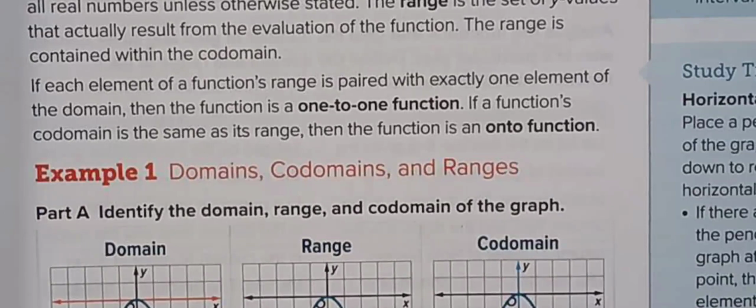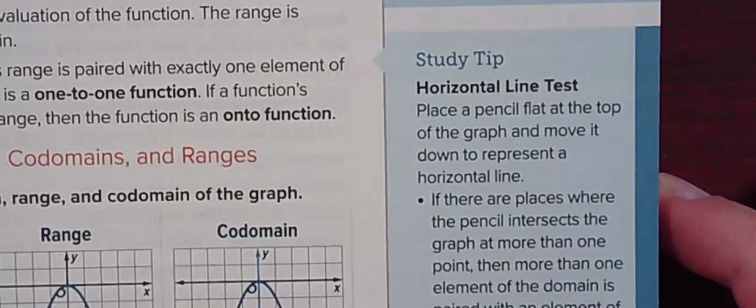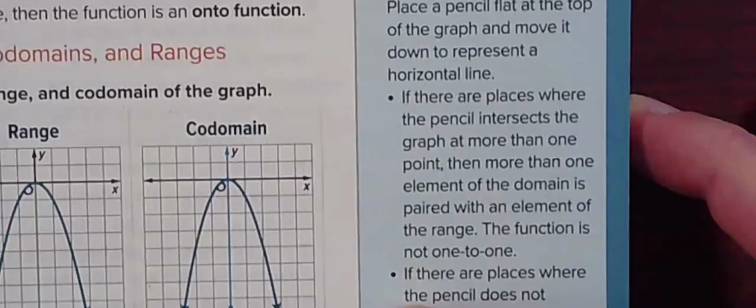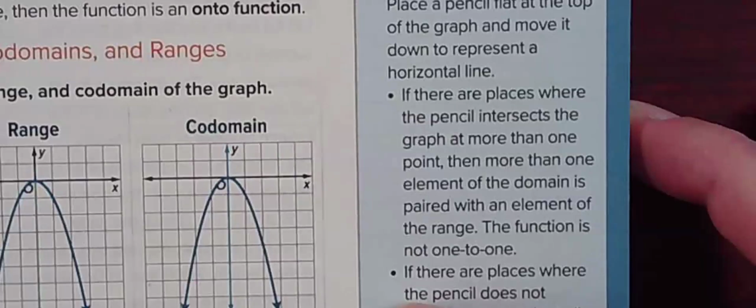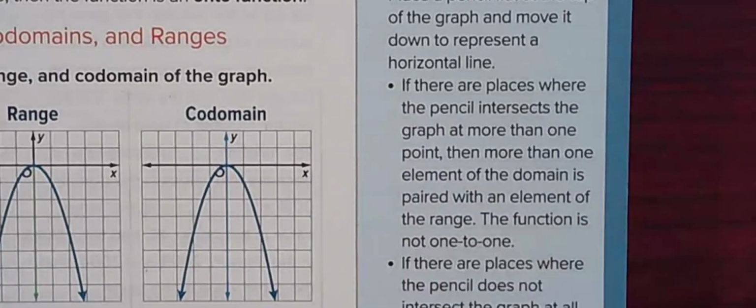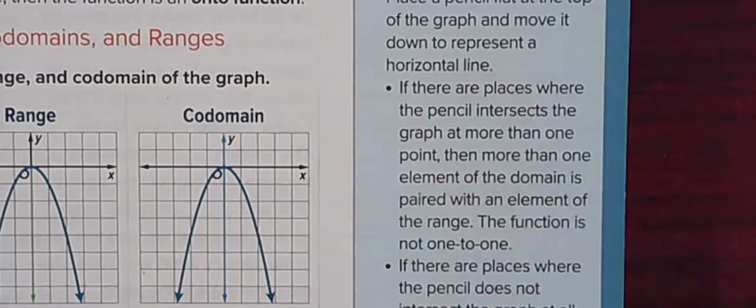So there's a study tip off to the side. We did this in the warm-up. Place a pencil flat at the top of a graph and move it down to represent a horizontal line. If there are places where the pencil intersects the graph at more than one point, then more than one element of the domain is paired with an element of the range, which means it is not one-to-one. We saw that in the warm-up. We also saw the onto as well. So it basically is recapping what we saw in those explore activities.